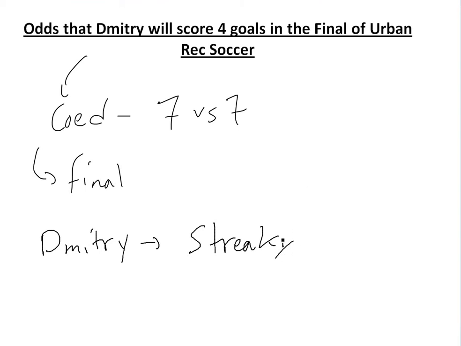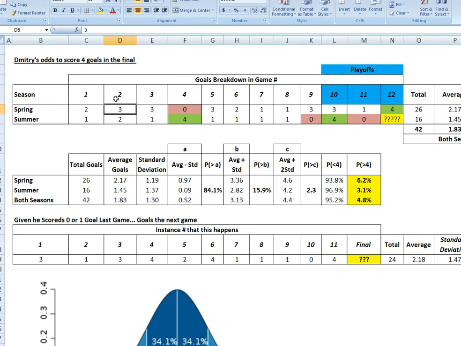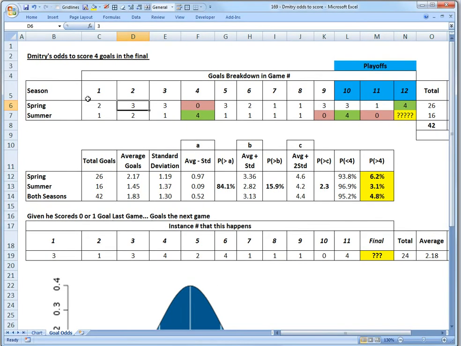Now let's look at the Excel sheet. So here's the Excel sheet that I made, and first I tabulated all the goals he scored, comparing last spring, then this spring, and now it's a summer season. So we have 12 games. The last 3 are playoffs. In the goals breakdown, for games 1, 2, 3, 4, I tabulated all the goals he scored. So he had 2, 3, 3, then 0, then 3, 2, 1, etc. So he had a lot of goals in the first season.